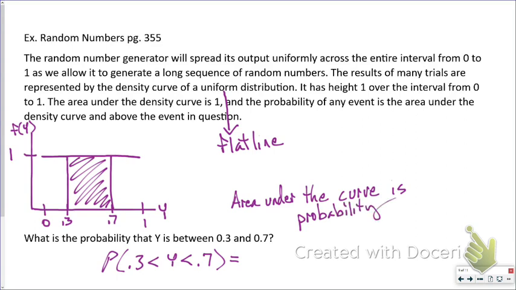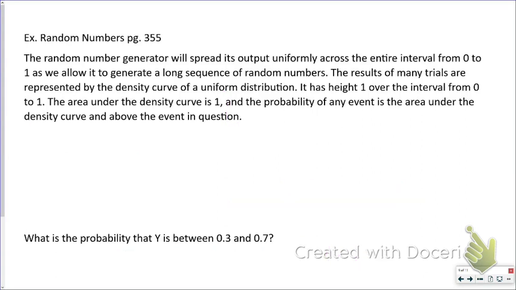So since it's a rectangle, we could do base times height, and I know that base is 0.4, right? 0.3 to 0.7, and the height is 1. So the answer is 0.4. Kind of nice. All right, let's look at another problem that should look very familiar. It's more review than anything.